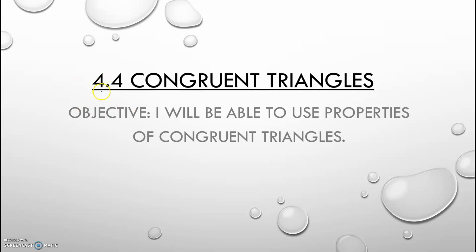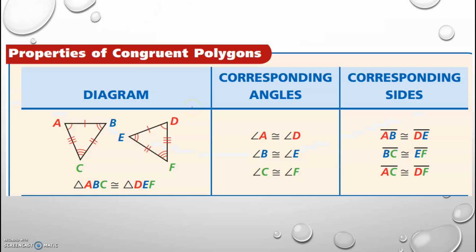Moving into 4.4, we're going to talk about congruent triangles. So triangles that are the same, that are equal. So the first part is, they call it their corresponding parts. Their corresponding parts. So the angles that are equal and the sides that are equal. Those are their corresponding angles and corresponding sides.